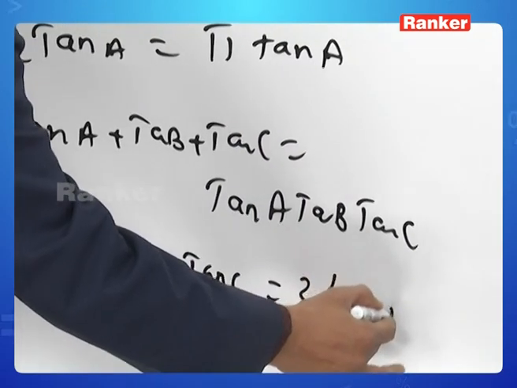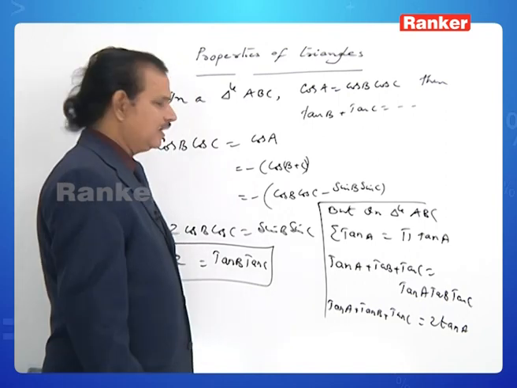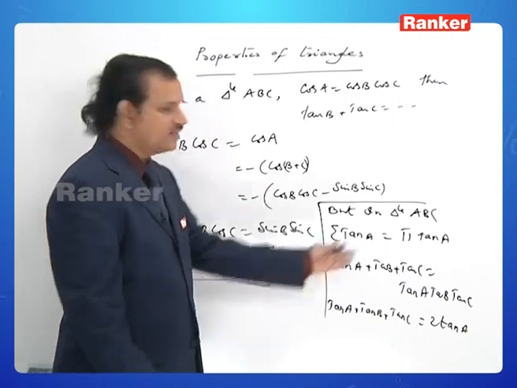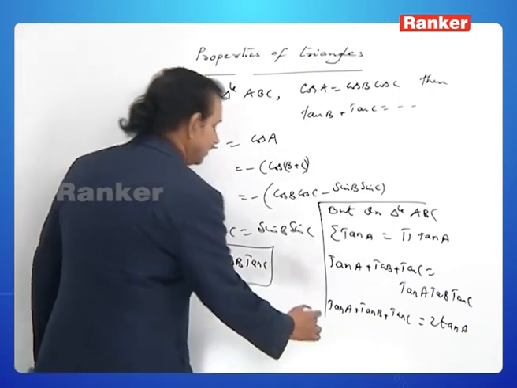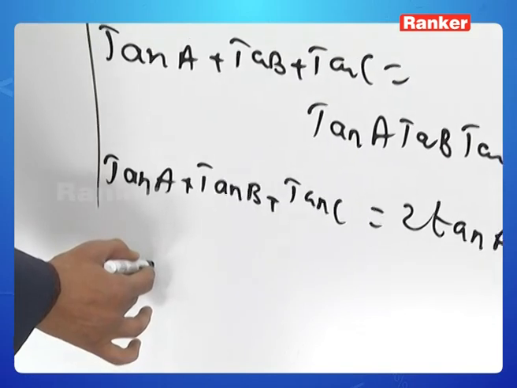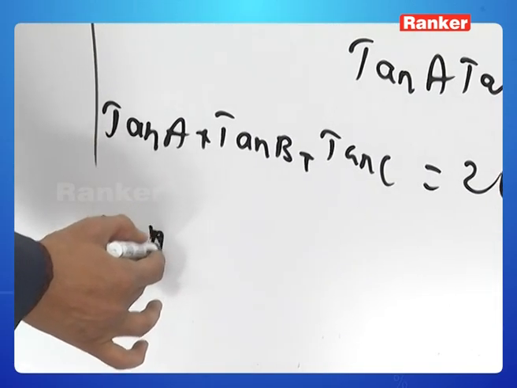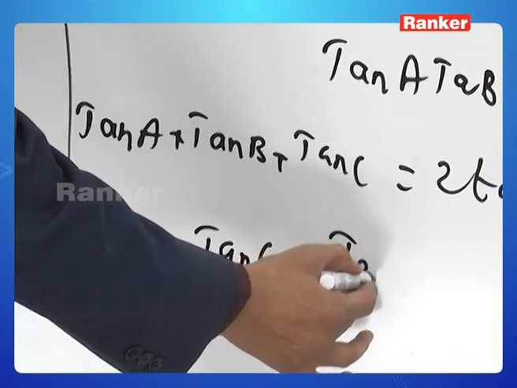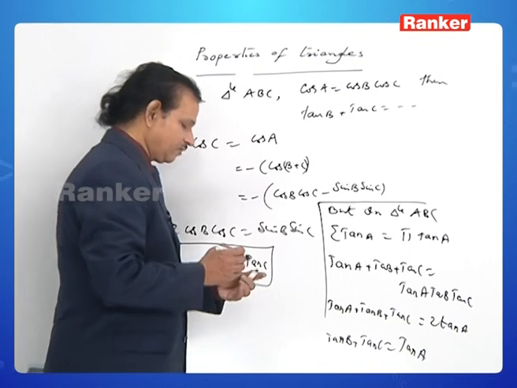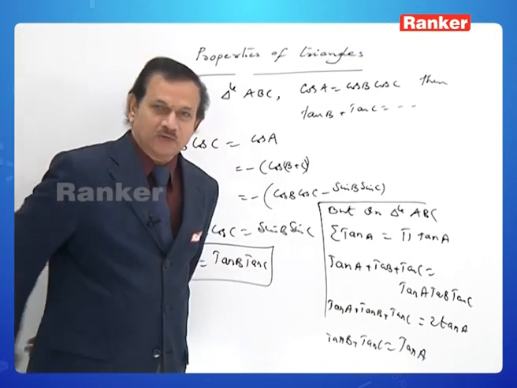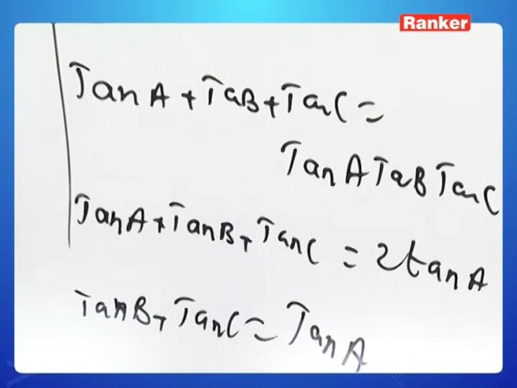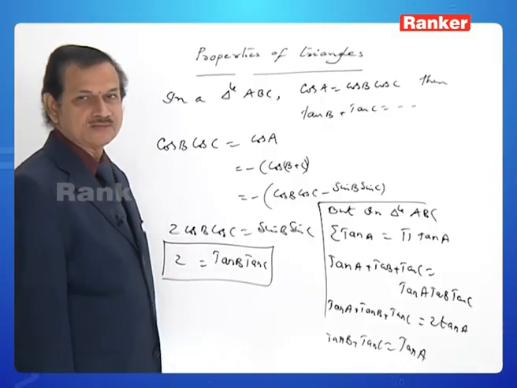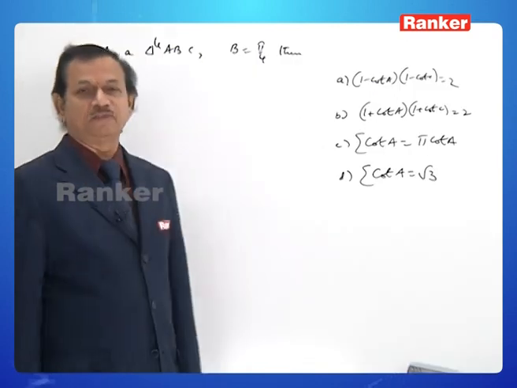Well, my dear, it is an easy matter, of course, to get tan B plus tan C. You send tan A to that side so that you have tan B plus tan C is equal to tan A. So, among the given options, what is the value of tan B plus tan C? Tan A is the right option. Hence, the answer is tan A. Follow the question carefully.